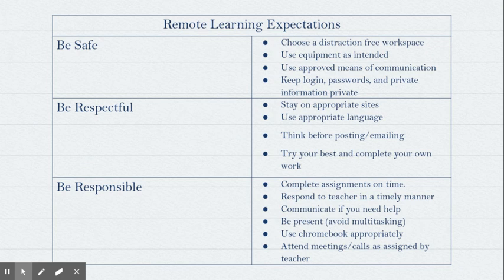Our remote learning expectations, we're going to be safe, respectful, and responsible. To be safe, choose a distraction-free workspace. Use equipment as intended. Use approved means of communication and keep login, passwords, and private information private. Stay on appropriate sites, use appropriate language, think before posting or emailing, and try your best to complete your own work in order to be respectful and to be responsible. Complete the assignments on time, respond to teacher in a timely manner, communicate if you need help, be present, use Chromebook appropriately, and attend meetings and calls as assigned by the teacher.